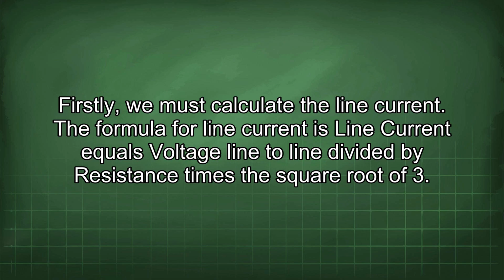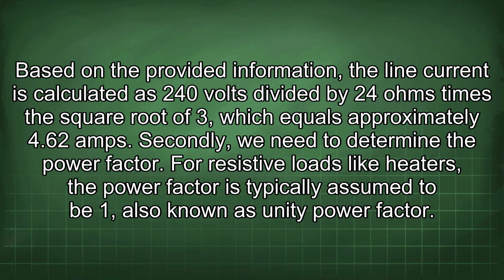The formula for line current is line current equals voltage line to line divided by resistance times the square root of 3. Based on the provided information, the line current is calculated as 240 volts divided by 24 ohms times the square root of 3, which equals approximately 4.62 amps.